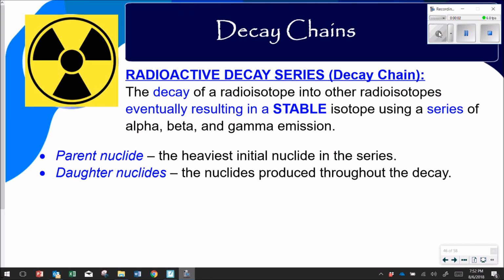A radioactive decay series, also called a decay chain, happens when a radioactive isotope continuously decays into smaller and smaller new radioisotopes until eventually a stable isotope is formed. Alpha, beta, and gamma radiation can be emitted during this process. The parent nuclide is the heaviest nuclide and the one with which the decay chain begins. The daughter nuclides are all the smaller nuclides produced throughout this decay.